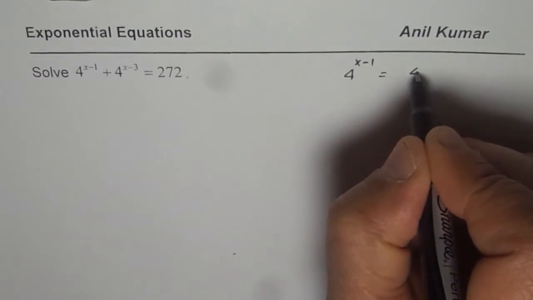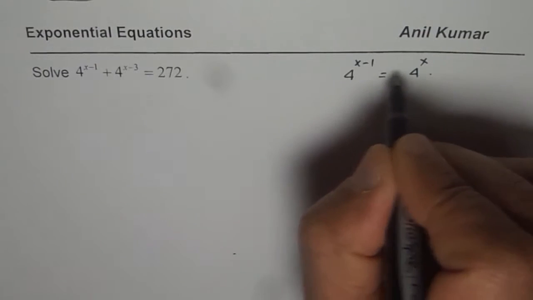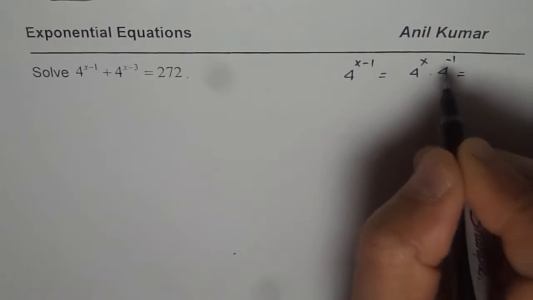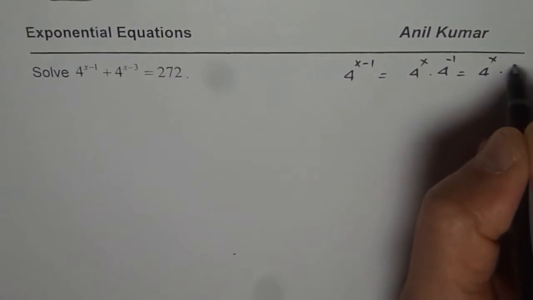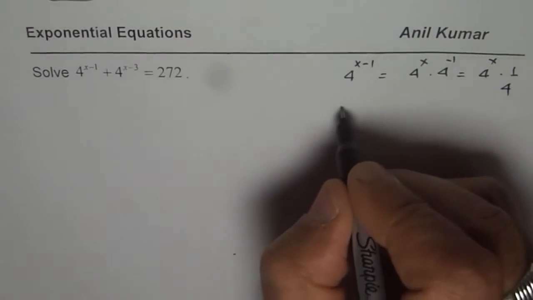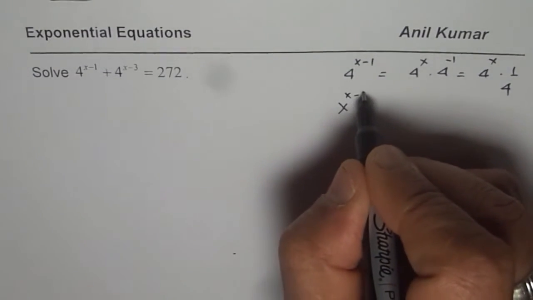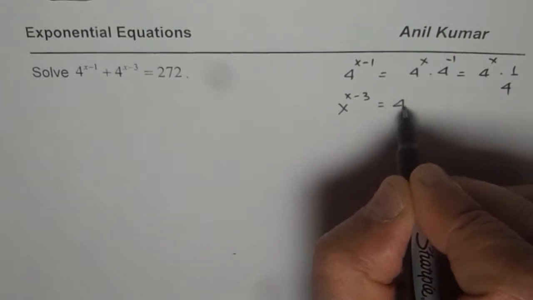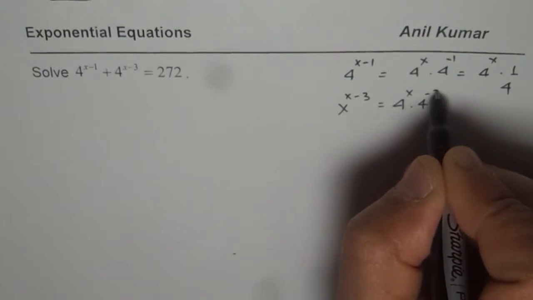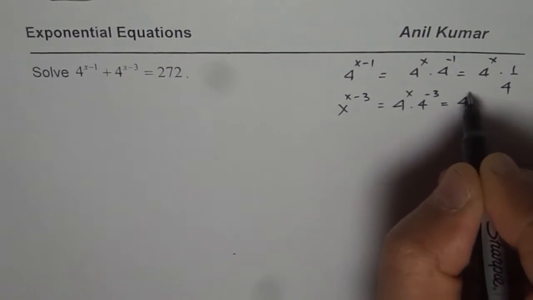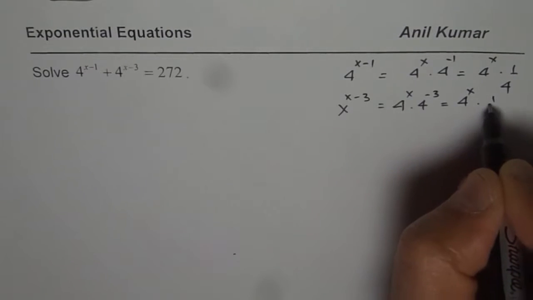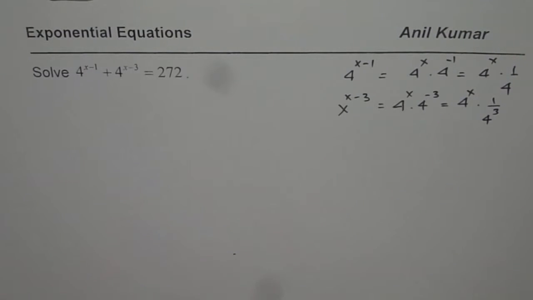It really means it is 4 to the power of x times 4 to the power of minus 1, or you could say 4 to the power of x times 1 over 4. Similarly, 4 to the power of x minus 3 will be 4 to the power of x times 4 to the power of minus 3, or 4 to the power of x times 1 over 4 cubed. Do you understand? So that is how actually you should see these equations, correct?